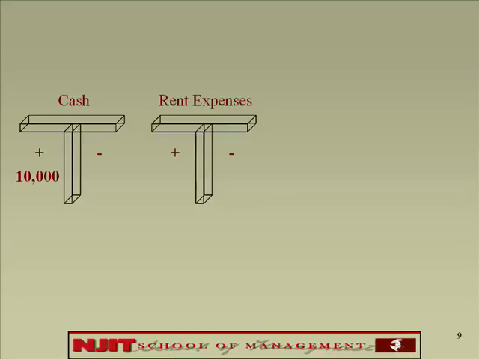The two accounts that are impacted are cash and rent expense. Cash, asset, plus minus. Rent expense, asset, plus minus. And cash had 10,000 balance from the prior transaction. So what do you do? Cash minus 4,000. So you put 4,000 on the right. Rent expense plus 4,000. So you put 4,000 on the left. It looks like this.